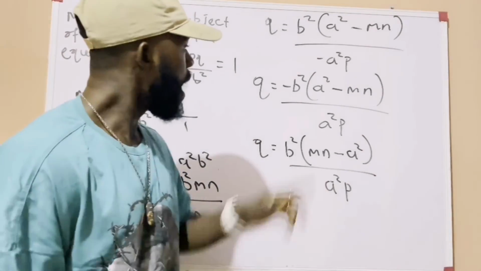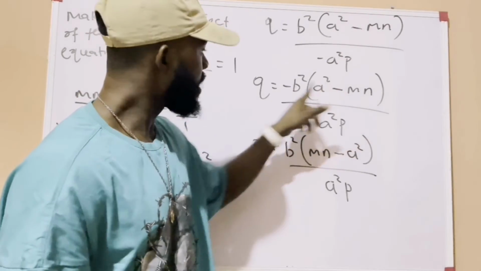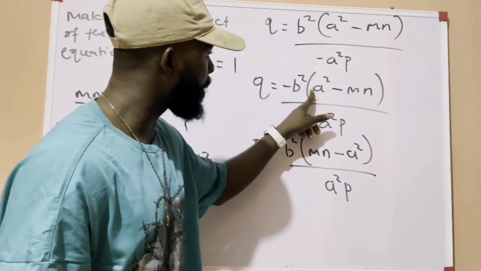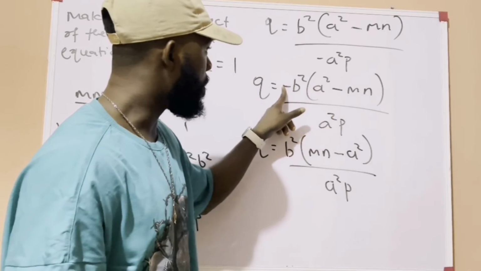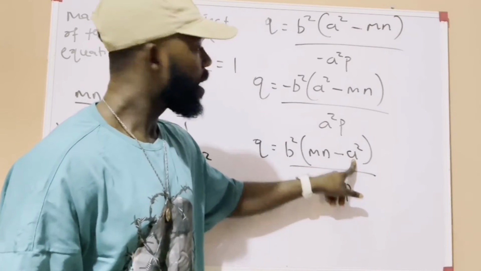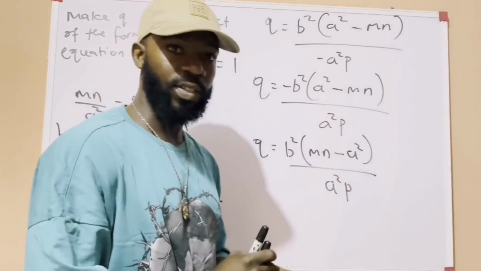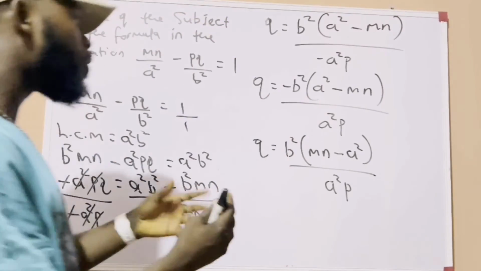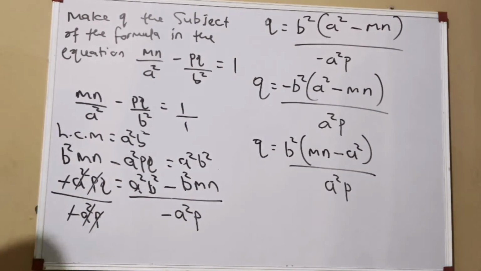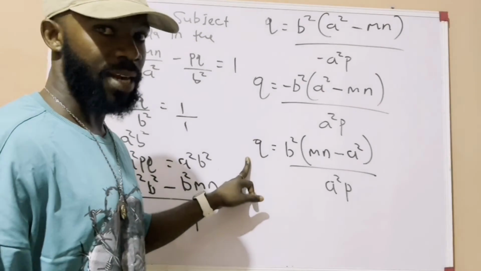Now, what did I do? It is very simple. I use the minus sign to multiply the signs inside the bracket. Now, if minus should multiply the positive sign here, minus times plus gives us minus a squared. That's a minus a squared. And minus times minus gives us a positive mn. So in case of an examination condition, if you don't see an option like this, it means you will see an option like this.